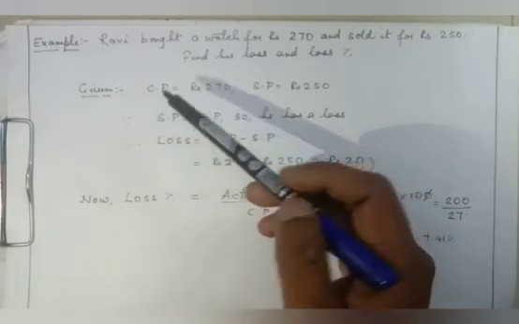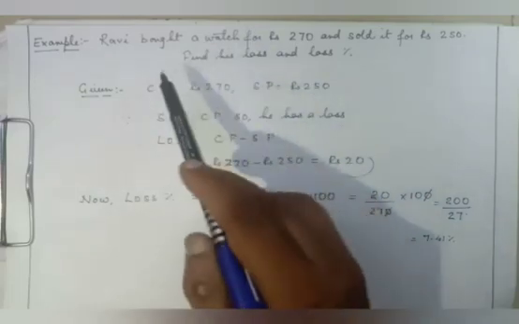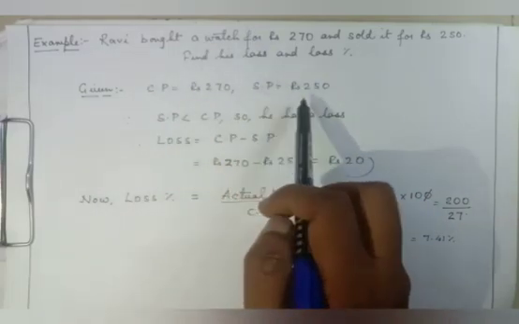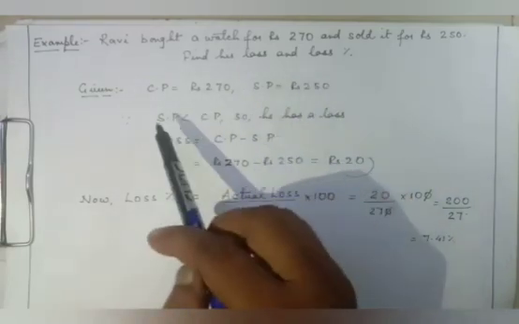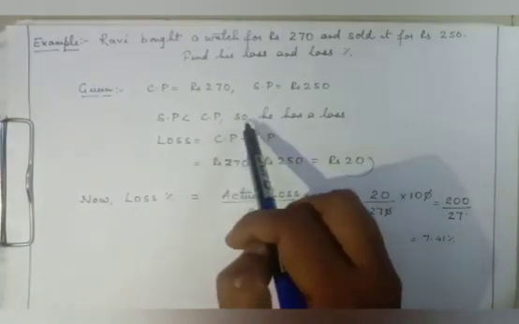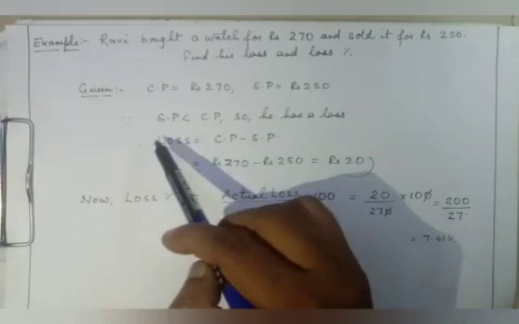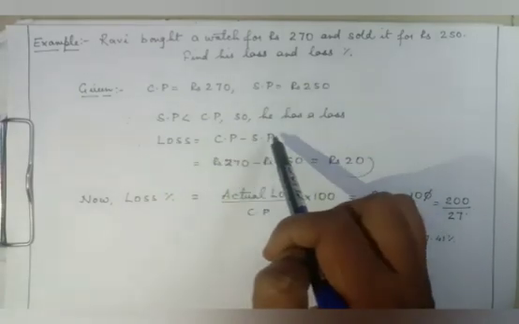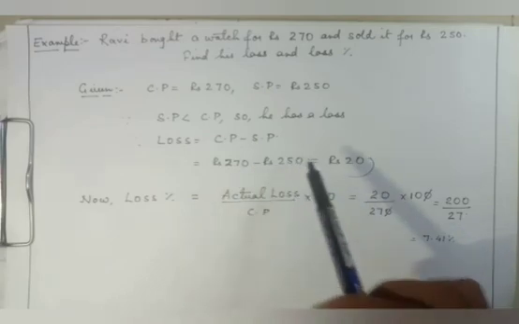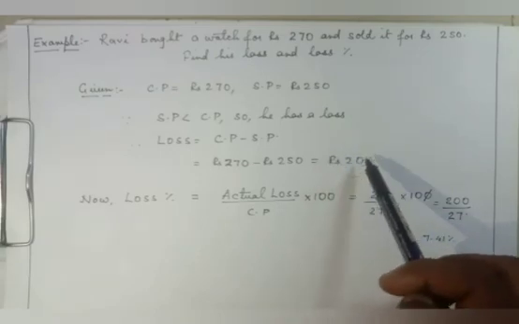So first of all, we are going to note down what is given to you and what you have to find out. Over here, cost price is rupees 270 and selling price is rupees 250. So you can see that selling price is less than cost price. So definitely he is going to have a loss. So how we are going to find out loss? Loss is equal to CP minus SP. That is rupees 270 minus rupees 250. What is the loss? Rupees 20. Now this is the actual loss we are getting.